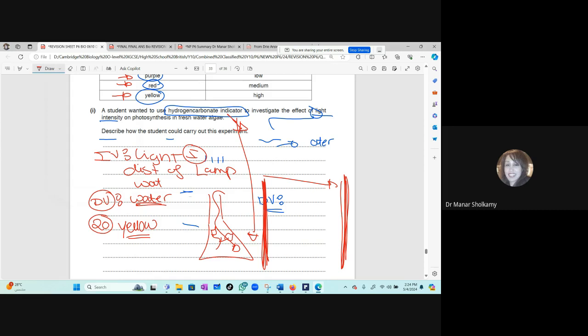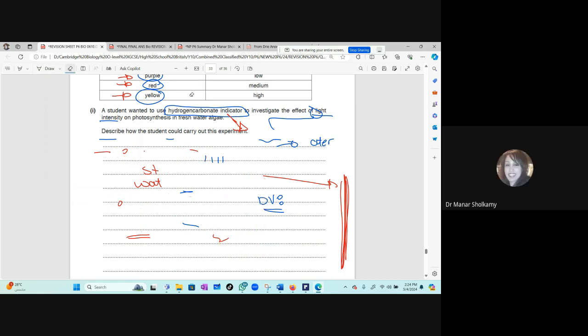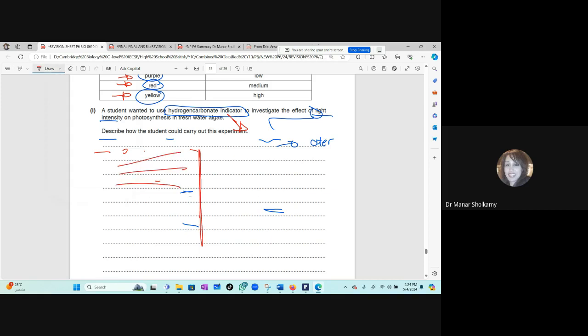In photosynthesis, we give out CO2 or we absorb CO2? Absorb. Absorb CO2. We were thinking of respiration. So when the lamp is very close, we have high photosynthesis or low photosynthesis? High photosynthesis. So the lamp is very close. This is my lamp and it is very close. Too much photosynthesis. So the plant is absorbing lots of CO2. So I have little CO2.